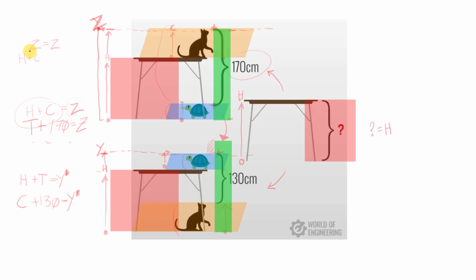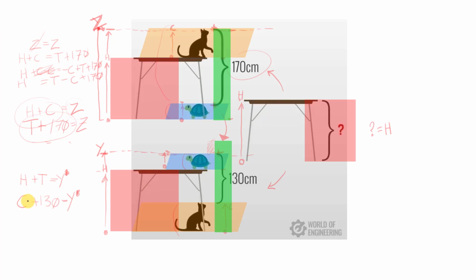Height plus cat instead of z equals t plus 170. So now we have height plus cat equals turtle plus 170. All right, that's good. Now, the height equals minus cat on both sides, so minus c plus t plus 170. Okay? Height equals t minus c plus 170. All right? Fantastic. So the height equals t minus c plus 170.